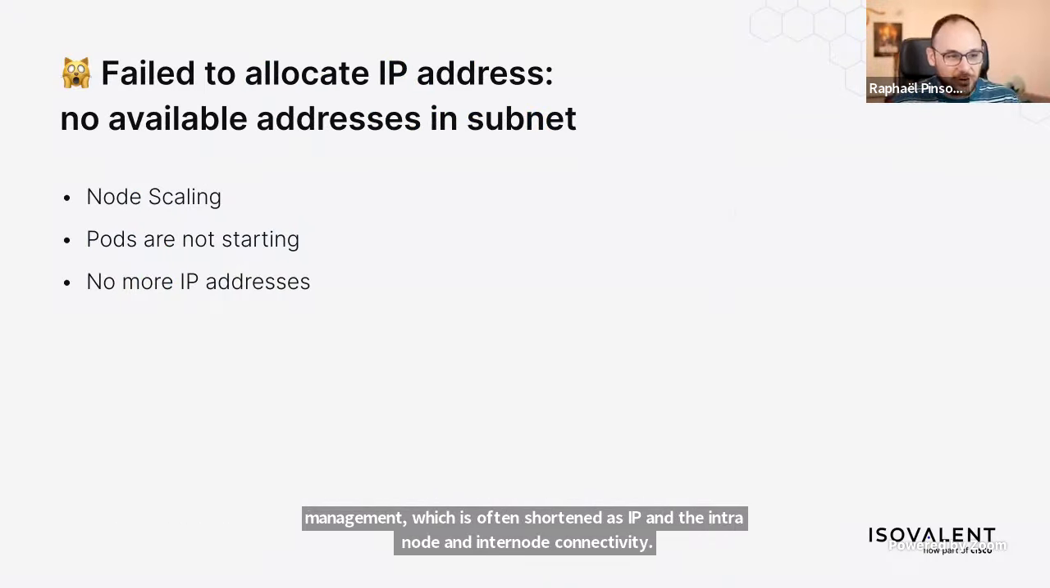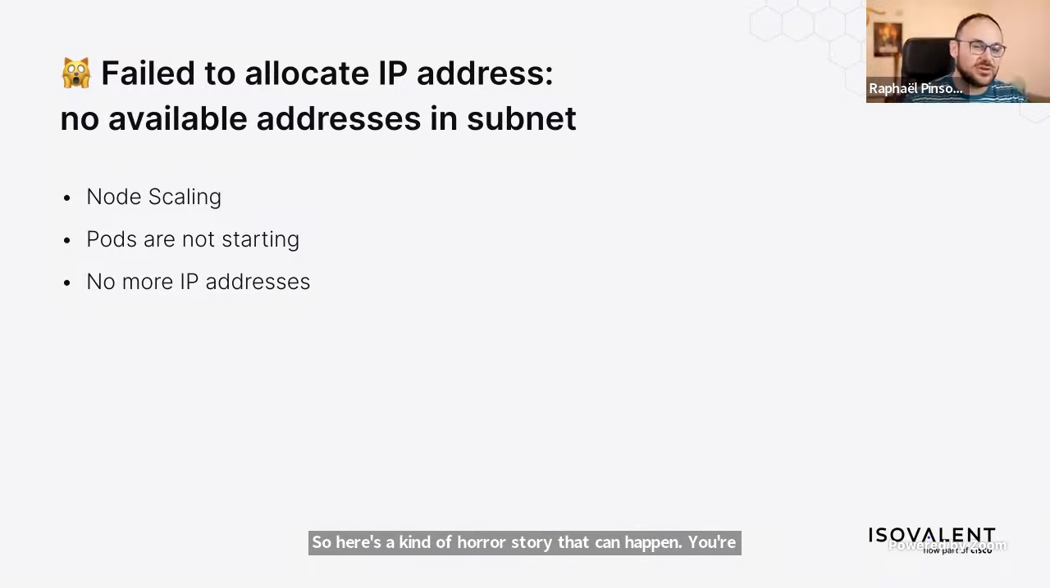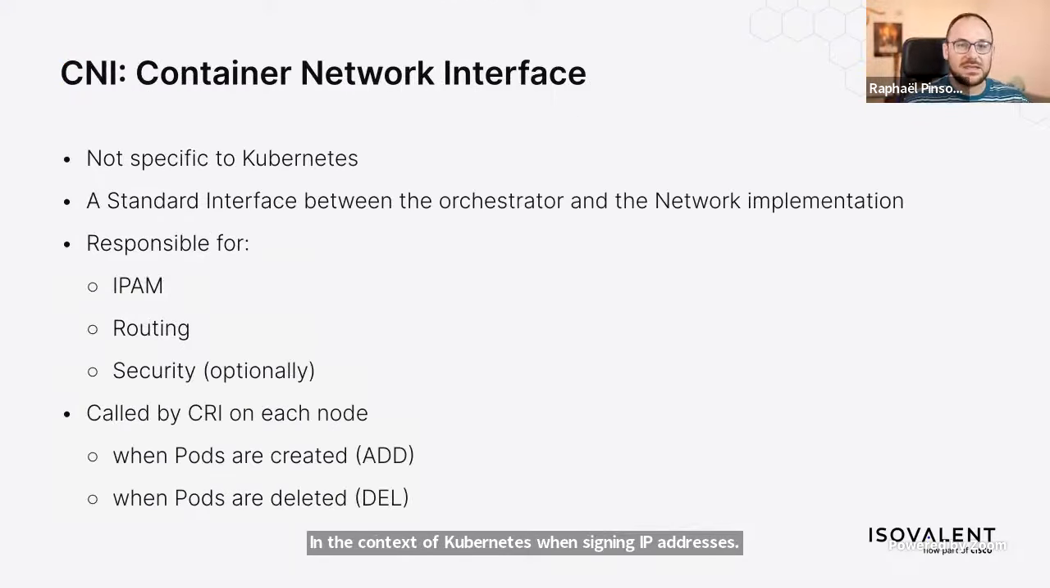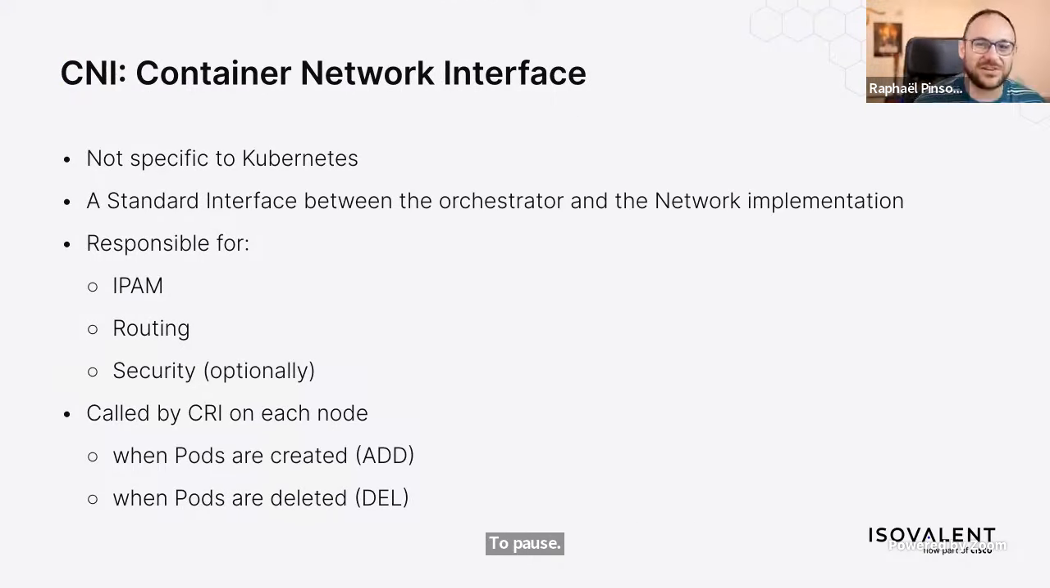So here's a kind of horror story that can happen. You're scaling your nodes or maybe just scaling your pods, and you get a "failed to allocate IP address, no available addresses in subnet" error. This could be when you describe a pod, for example, that is not starting. What is happening here? This is typically a problem with IPAM. And where do IP addresses come from in the context of Kubernetes when assigning IP addresses to pods? It comes from the CNI, so Container Network Interface.